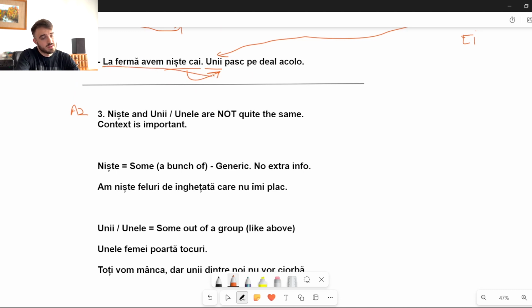Look at this specific group of two sentences, yeah? La fermă avem niște cai, unii pasc pe de acolo. So at the farmhouse, or the farm, there's no house there. We have some horses, some random horses, yeah? Some horses. I'm not saying what breed they are, what color they are, or what they eat. I'm just saying we have some horses.